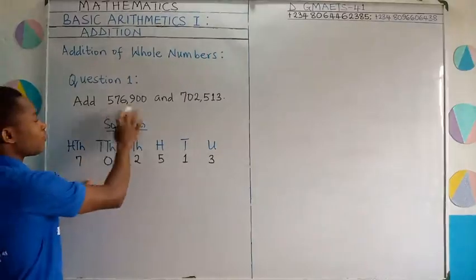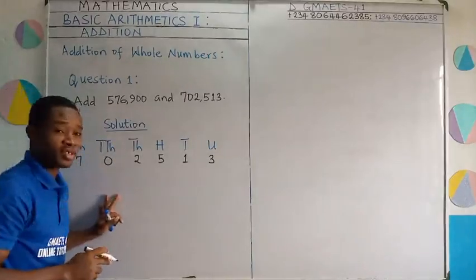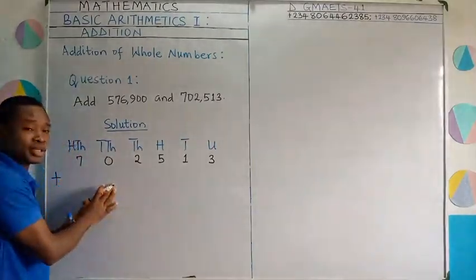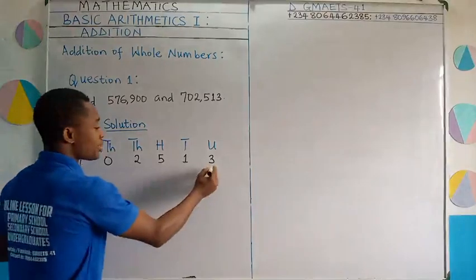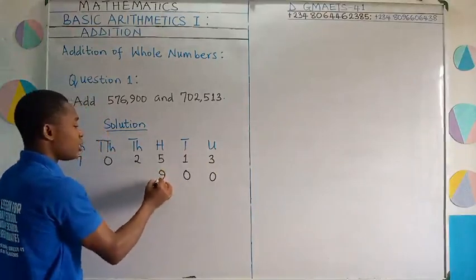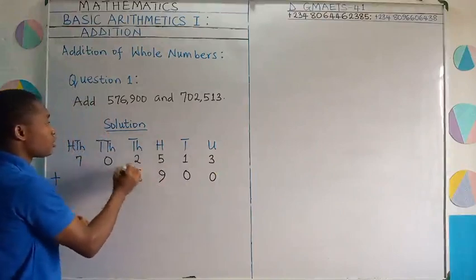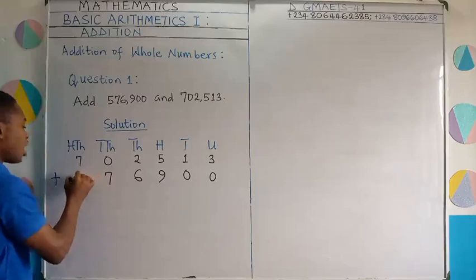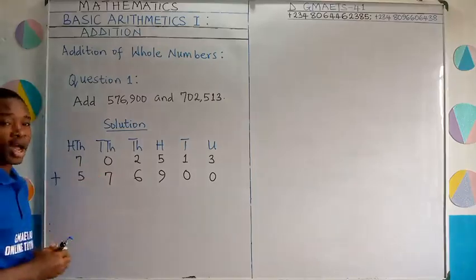Okay, now I will come and fill up this 576,900 under these place values as well. Starting, we have 0 under units, the next 0 under tens, 9 under hundreds, 6 will come under thousands, 7 under tens of thousands, and 5 under hundreds of thousands.